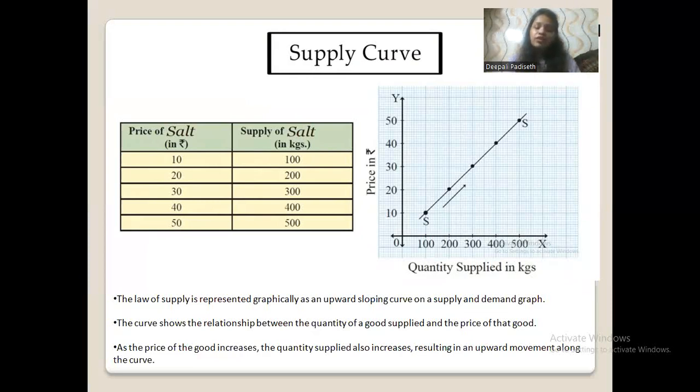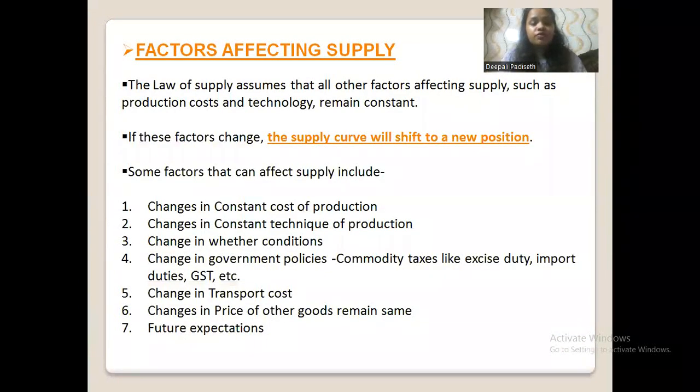Okay, so here we can see that according to the increase in price, the supply is increased. So we can say that there is an upward slope on the supply graph. The curve shows the direct relationship between the quantity of a good supplied and the price of that good. As the price of the good increases, the quantity supplied also increases, and this results in an upward movement along the curve. So let's move on to the further factors affecting supply.